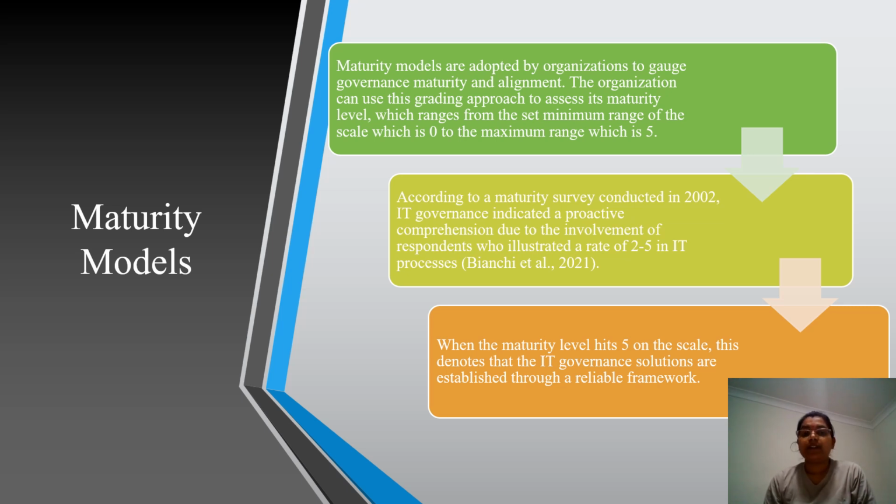So, maturity models are adopted by organizations to gauge governance maturity and alignment. An organization can use this approach to assess its maturity level, which ranges from the minimum of the scale, which is 0, to the maximum, which is 5. According to a maturity survey conducted in 2002, IT governance indicated a protective comprehension due to the involvement of respondents who rated 2 to 5 in IT processes. When the maturity level hits the top of the scale, this denotes the IT governance solutions are established through a reliable framework.